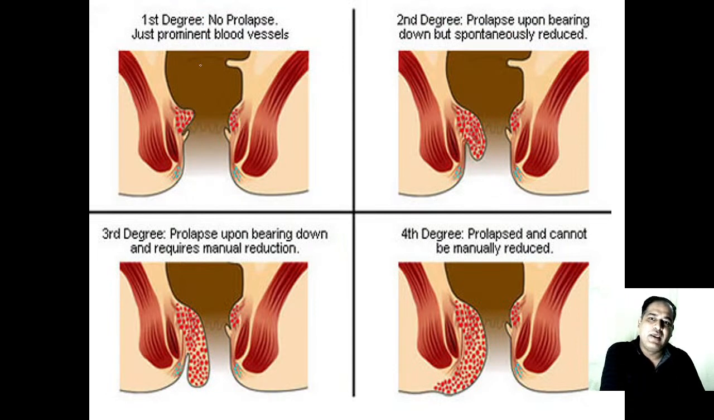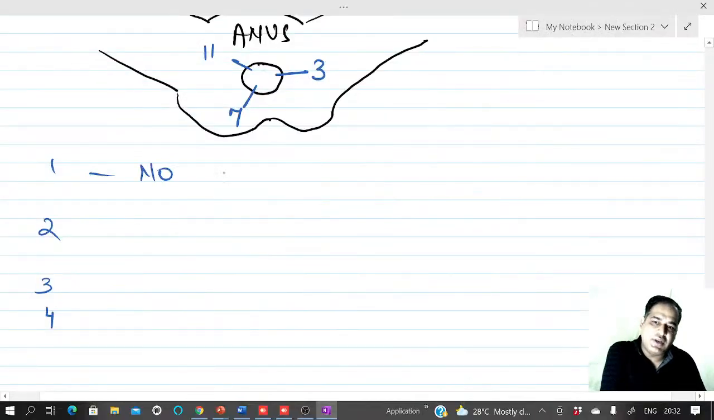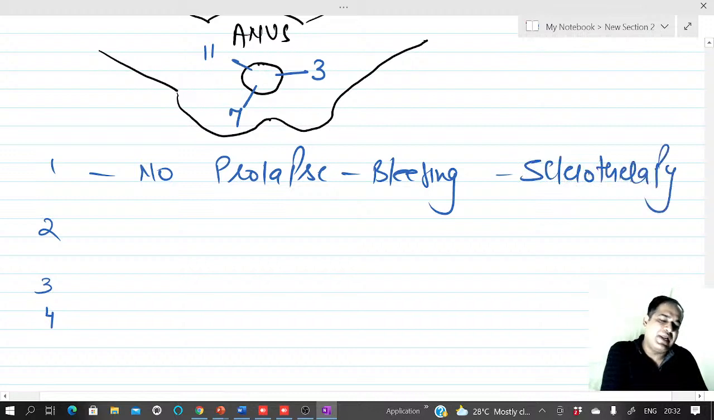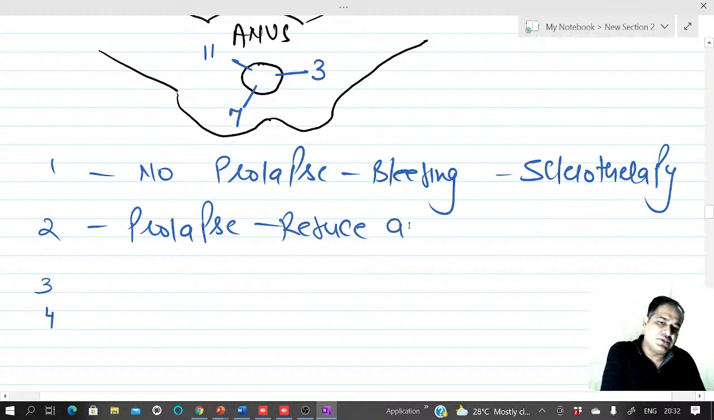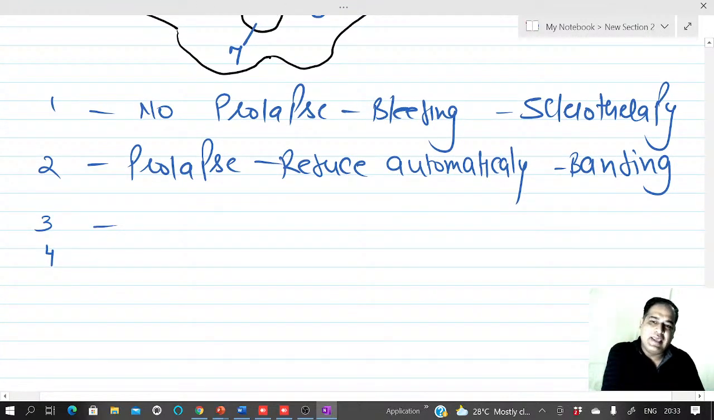First degree, there is no prolapse, but there is just bleeding. What is the treatment? Do sclerotherapy. Second degree, prolapse, but the prolapse reduces automatically. What is the treatment? Banding, or we say band ligation.